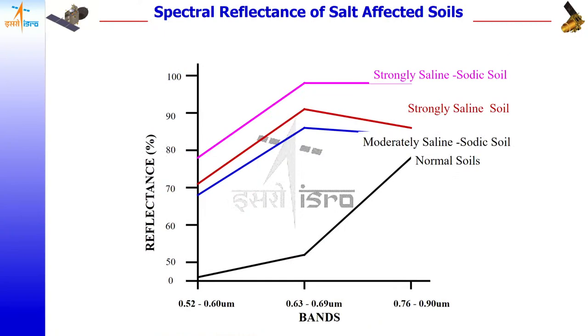Actually, for salt affected soils, you see in these spectral characteristics, strongly saline sodic soils give high reflectance, whereas normal soils give low reflectance in these bands, and you can compare. That's why it appears whitish on the false color composite.